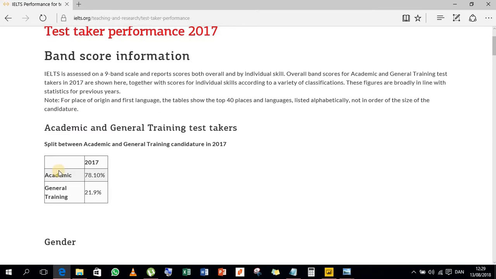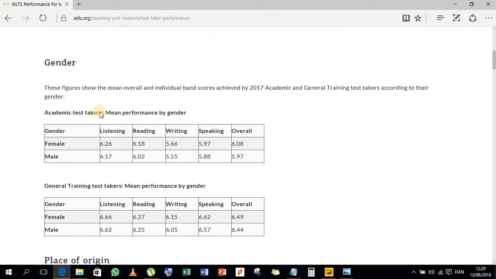Well, academic is basically for entering foreign universities, and general training is for immigration. Furthermore, these two tests are divided into 4 different modules, which are the listening test, reading test, writing test, and speaking test.